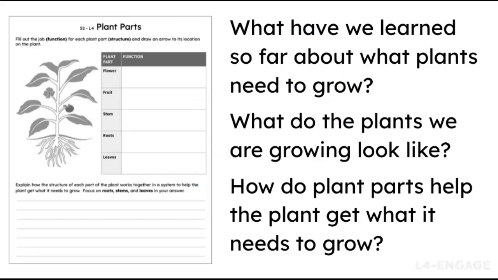For the engage portion, you'll ask students some questions about what they've learned about what plants need to grow and how plant parts help the plant get what it needs. You'll allow students to turn and talk and record a few responses on the board and have students complete the Plant Parts Student Journal page and use this to pre-assess their knowledge about the external structures of plants and the role of each plant part in the plant body system.